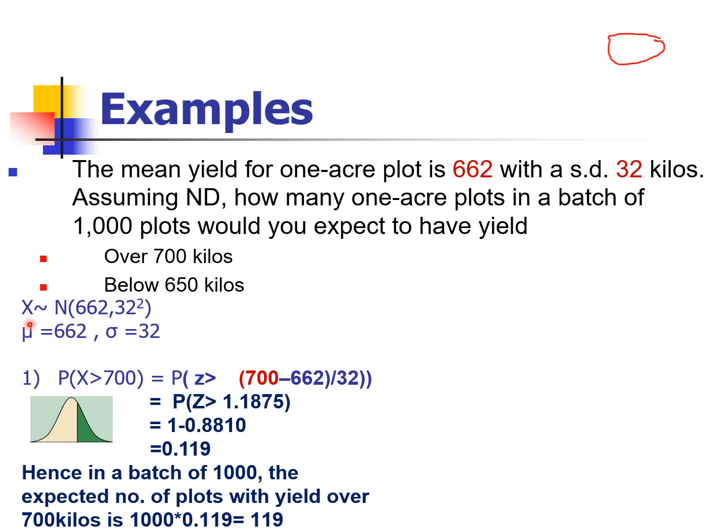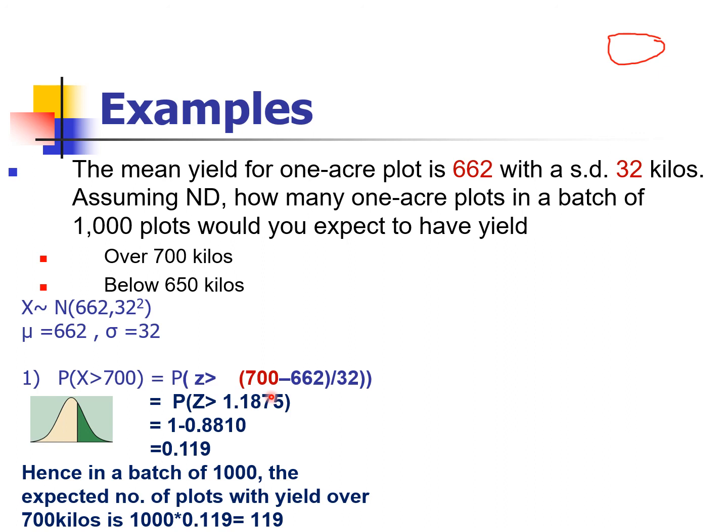So X is following a normal distribution. Mu and standard deviation are these. Now, what is it asking? What is the probability that X is greater than 700? Okay. So now we have to convert it into the standard normal variate.